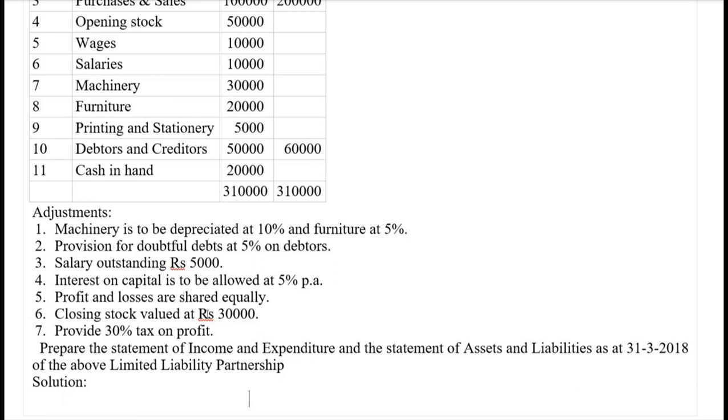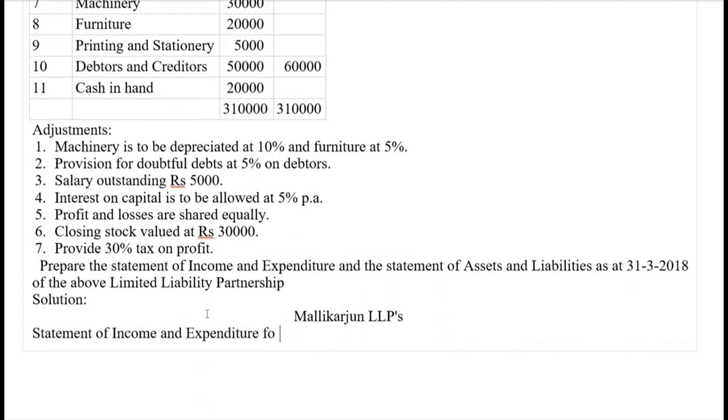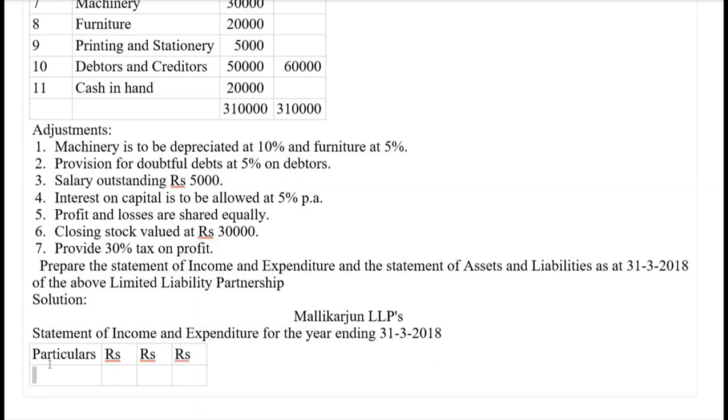So Mallikarjun LLP's statement of income and expenditure for the year ending 31/3/2018. So let me insert here 4 columns. So particulars, rupees, rupees, rupees. So the second and third column are the inner columns here.